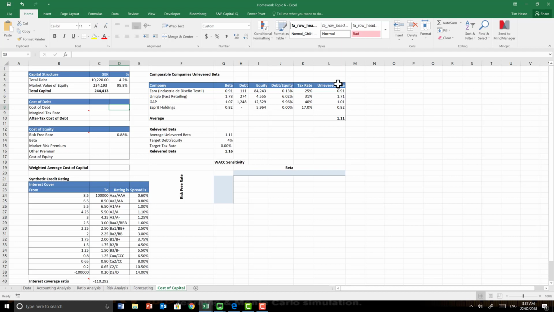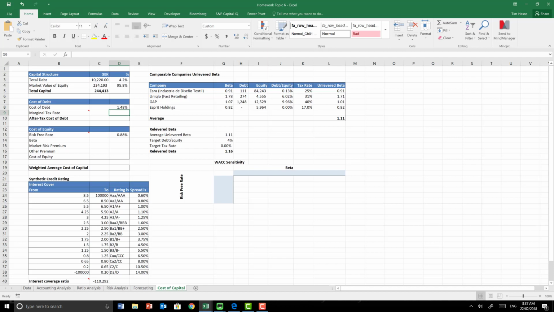So now that we have the risk-free rate, we're going to calculate the cost of debt, which is going to be our risk-free rate plus the credit spread of 0.6. So our cost of debt is about 1.48%. And to be fair, H&M could borrow at this rate currently. It's questionable whether they can borrow at this rate for a longer time period.